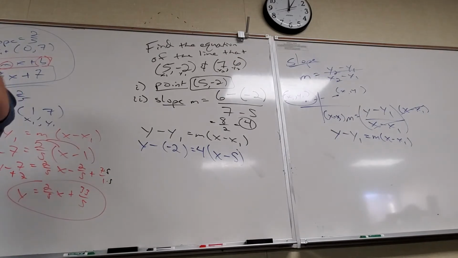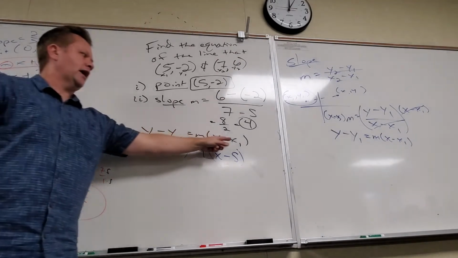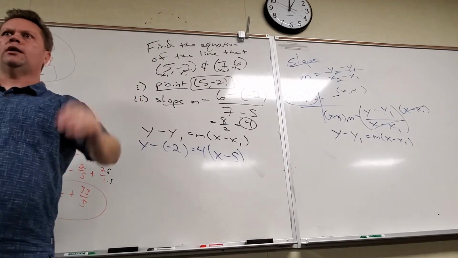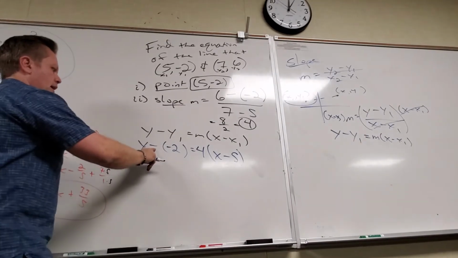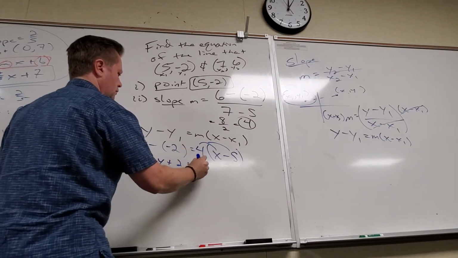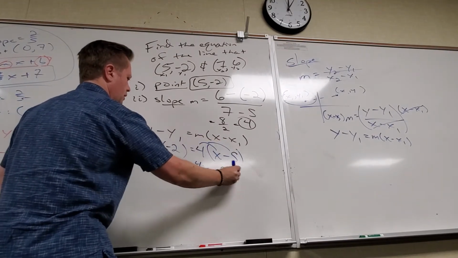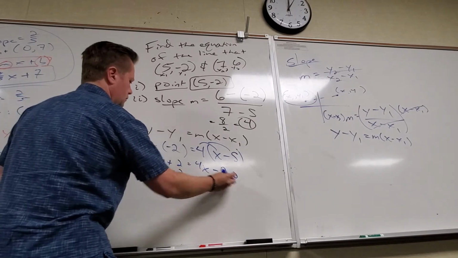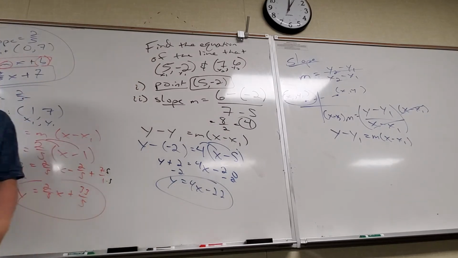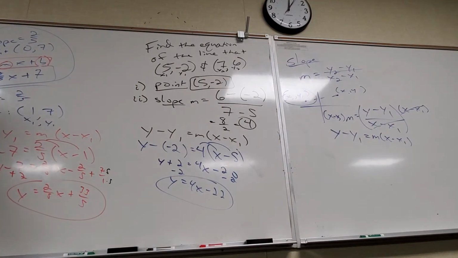We're used to just putting a number in for b and being done with it. Here I've got to have both parts of it. Neither one is 0, so they're both going to show up. So here I got y plus 2 equals 4x minus 20. I like it. Subtract 2. 4x minus 22. Bam! That's the answer.